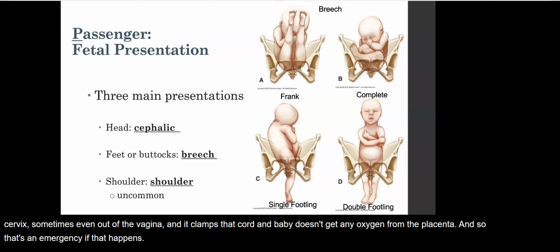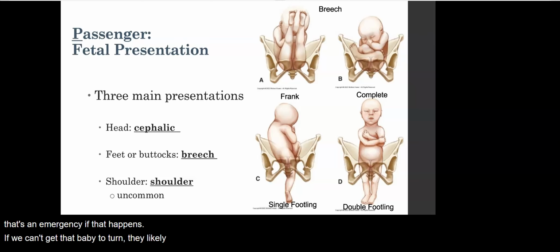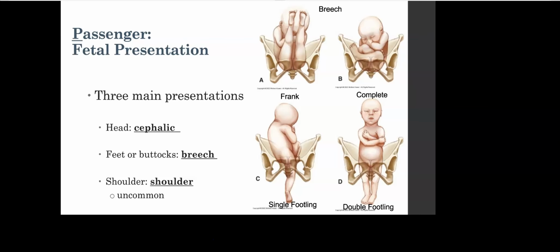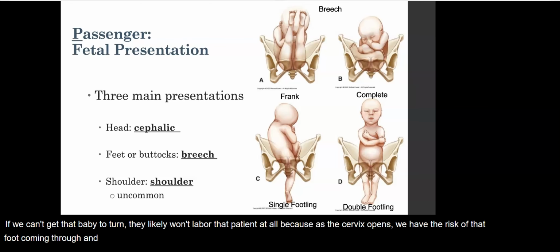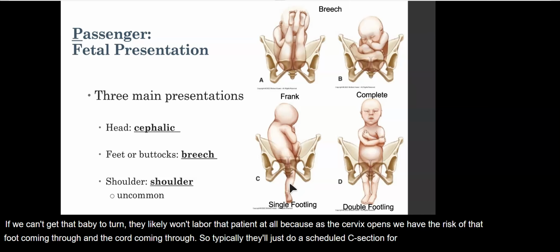If we can't get that baby to turn, they likely won't labor that patient at all, because as the cervix opens, we have the risk of that foot coming through and the cord coming through. So typically they'll just do a scheduled C-section for these two footlings. Okay.